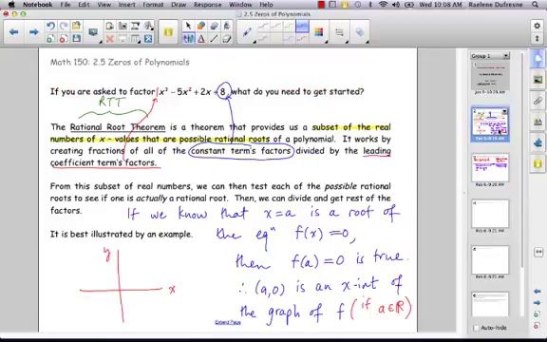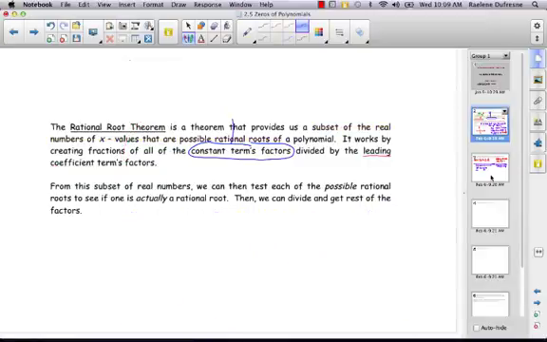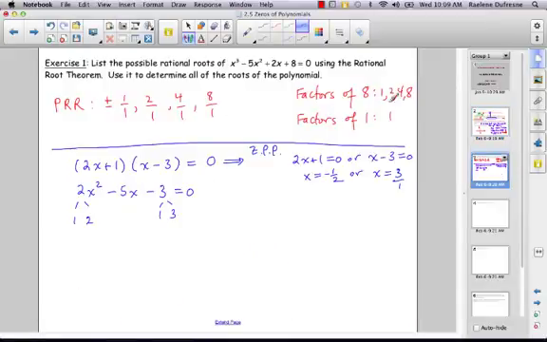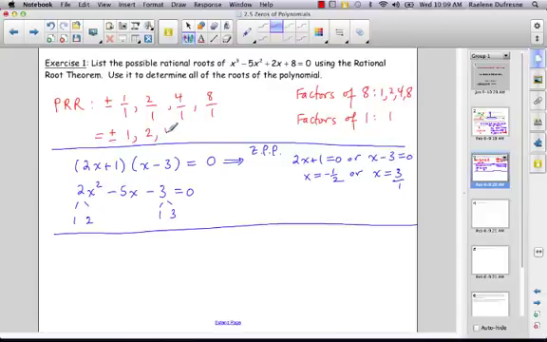So going back to the rational root theorem, it says that we create fractions of all of the constant term factors divided by the leading coefficient factors. Okay, so here we have our constant term is 8. Its factors are 1, 2, 4, and 8. The leading coefficient is 1. It only has one factor. So let's go back to the current problem. So our possible rational roots, there are in fact 8 different possibilities, plus or minus 1, plus or minus 2, plus or minus 4, or plus or minus 8.